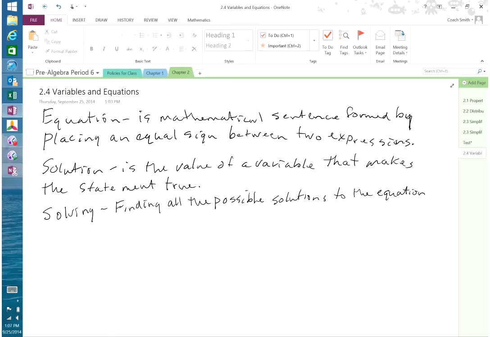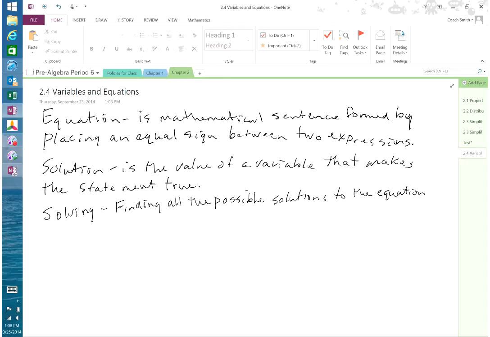And we're trying to find all the values for the variable that would make the statement true. For our purposes, we're going to be dealing with some simple ones first off. We're going to talk about basically one-step equations. In other words, there's not two different things you've got to do to solve it.